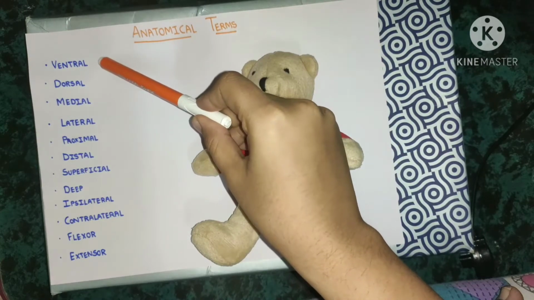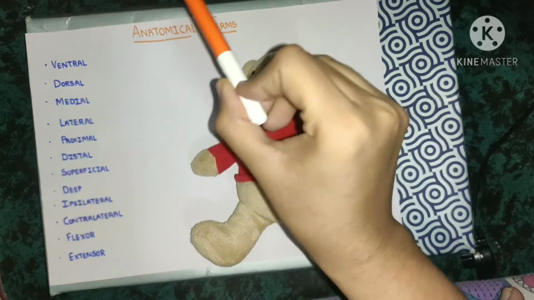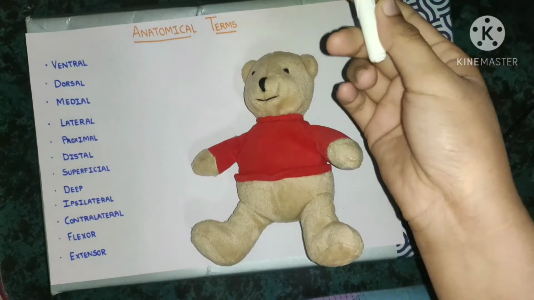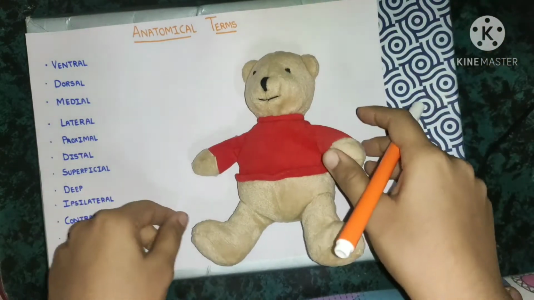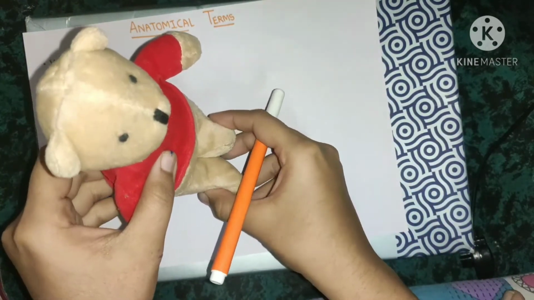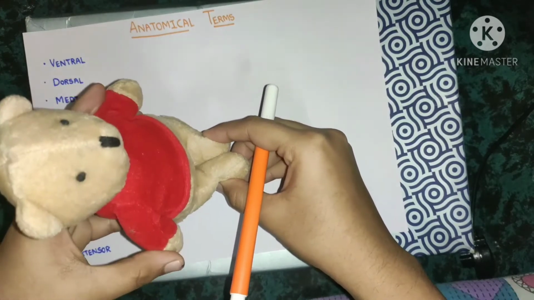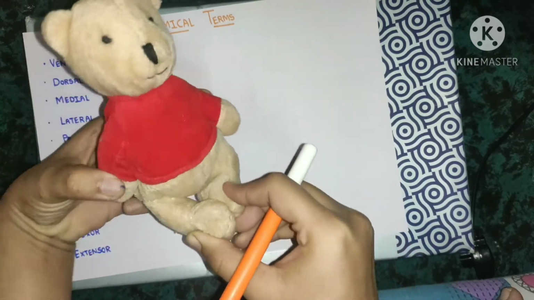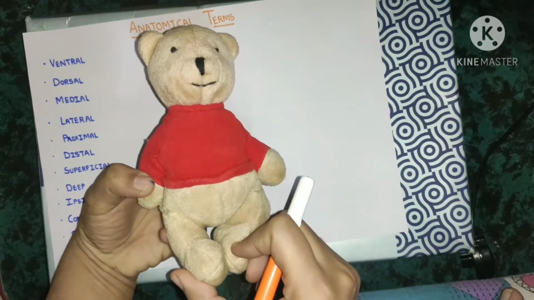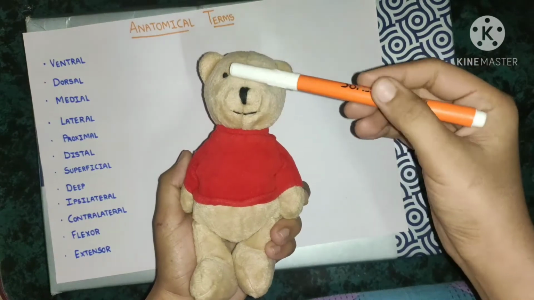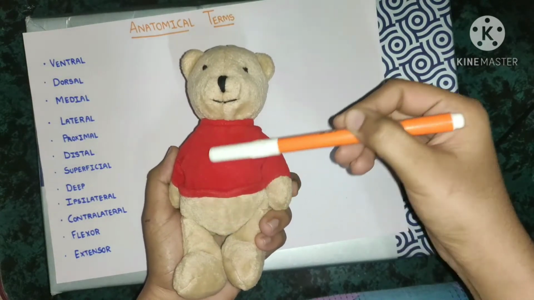What is ventral position? For this you must be very clear with anatomical position. Let's just revise it. What is anatomical position? When a person is standing straight with his feet joined together, palm facing forward and eyes looking forward, then that is known as your anatomical position. So in anatomical position, what is the ventral? The anterior aspect is known as ventral.